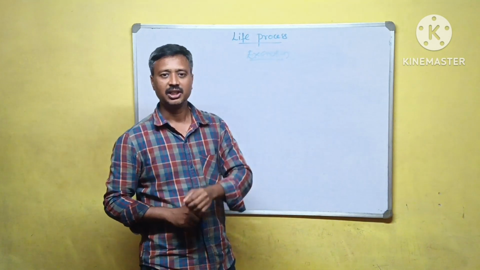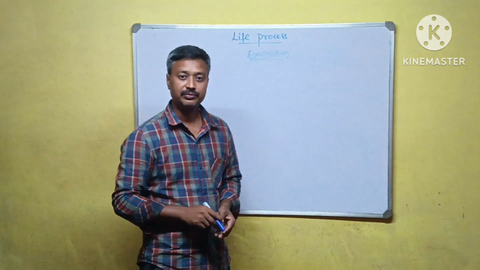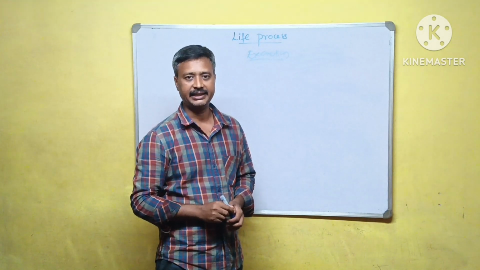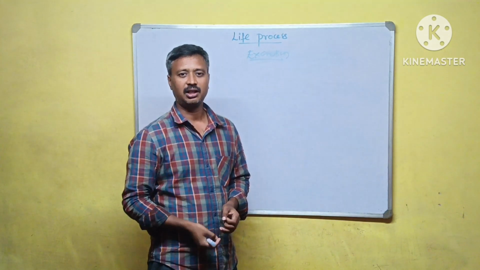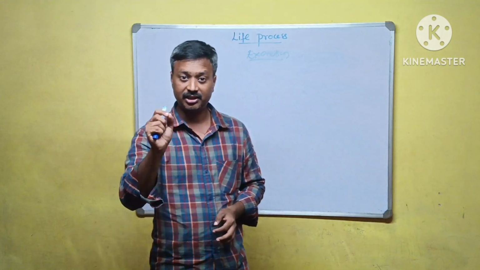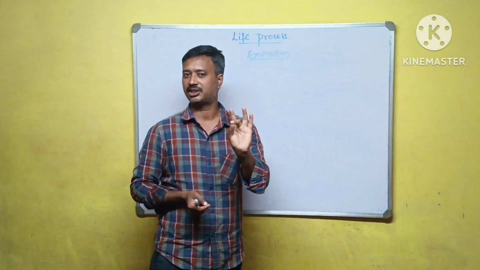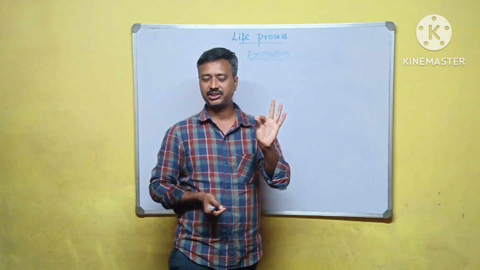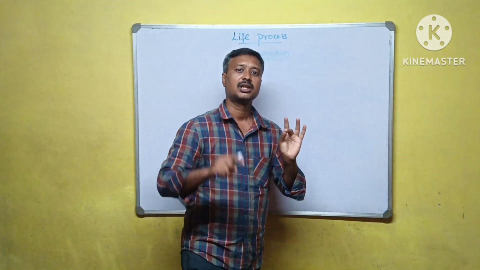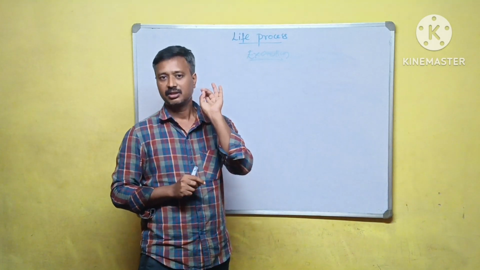Remember, what is excretion? It is the process of removal of waste from the body in the form of urine and sweat. Urine and sweat are the excretory materials. Fecal matter is an egestory material. You should know the difference between egestion and excretion. Egestion is the removal of solid waste. Excretion is the removal of waste in the form of urine and sweat.